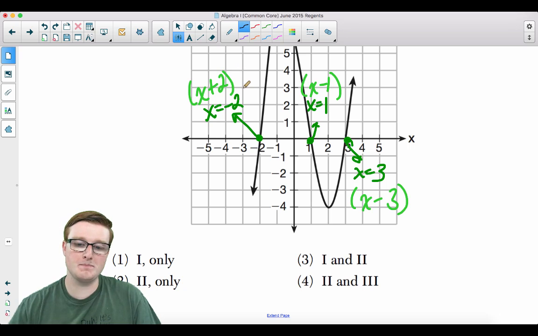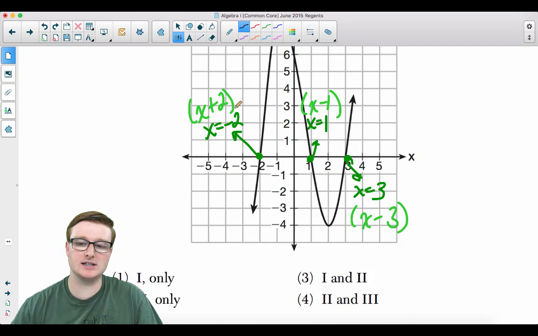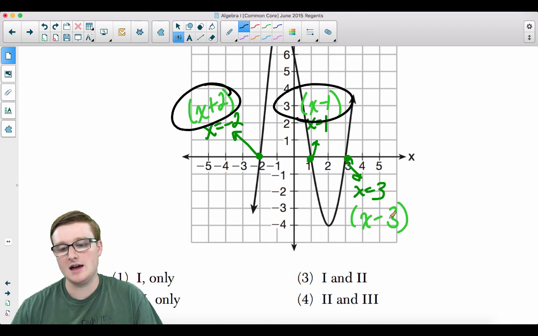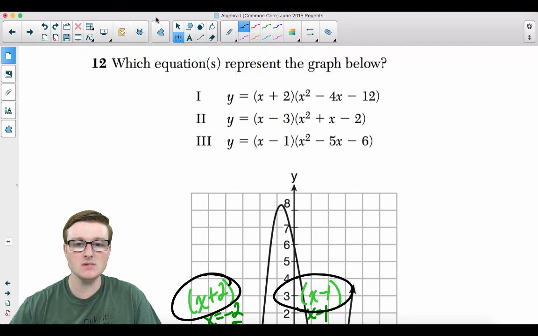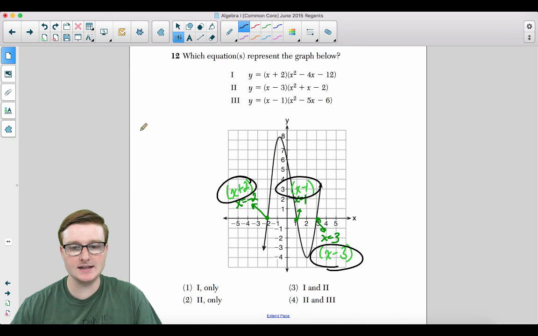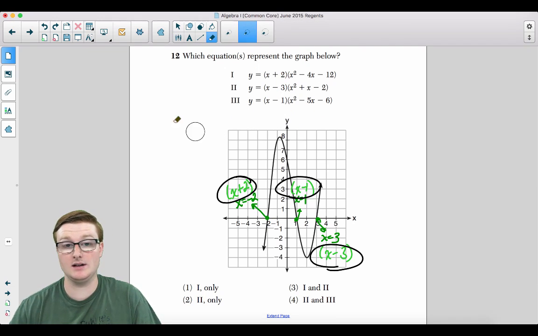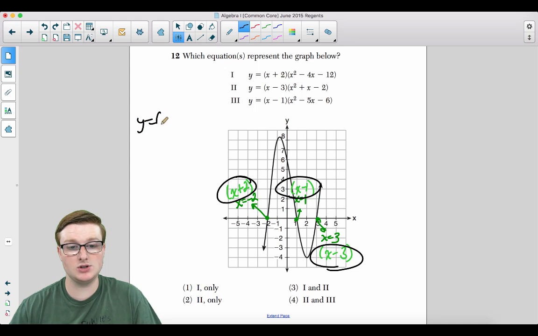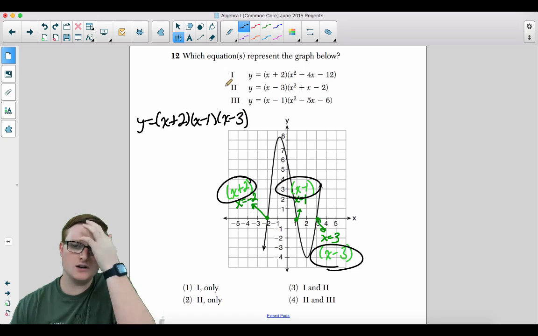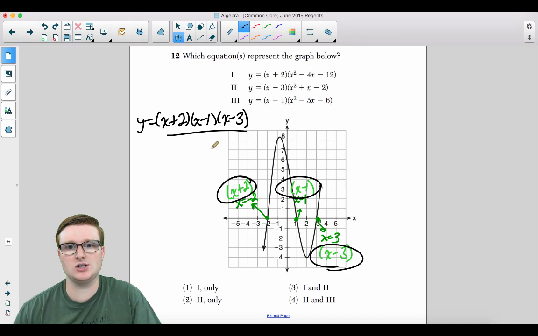Okay? So basically what we're going to do now is we're just going to take these factors and combine them all. So in this case, y is equal to x plus 2, x minus 1. I've got to write this somewhere else. Sorry about that. y is equal to x plus 2, x minus 1, x minus 3. So we're trying to find out which one matches up here. Well, just by looking at it, none of those match the way that I want it to.